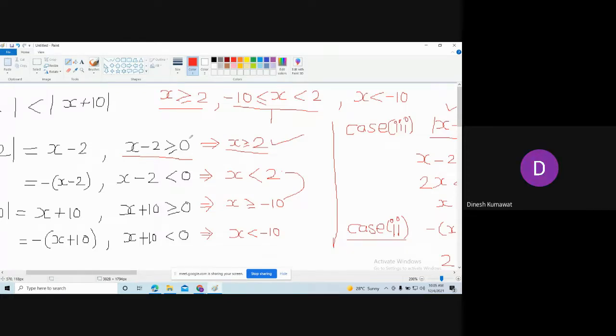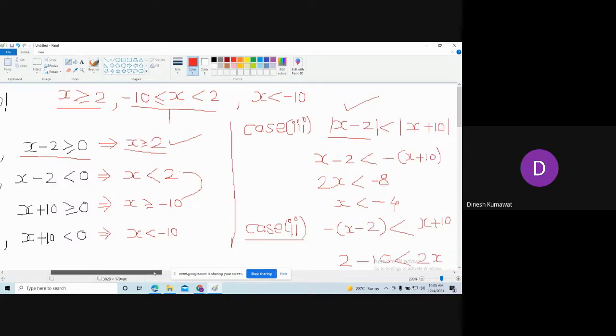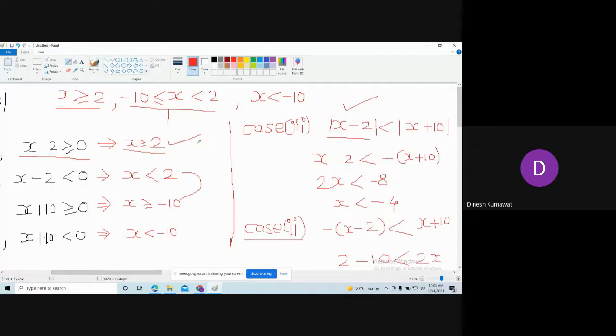First one. Okay, so according to the first one, we have x minus 2 is bigger than or equal to 0. This implies what? x is bigger than or equal to 2. So this gives me x is bigger than or equal to 2.